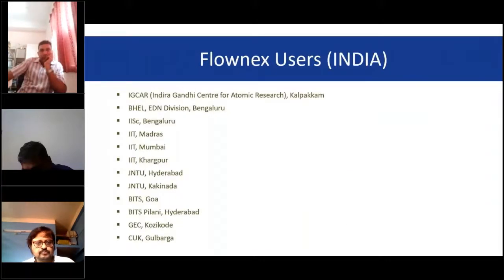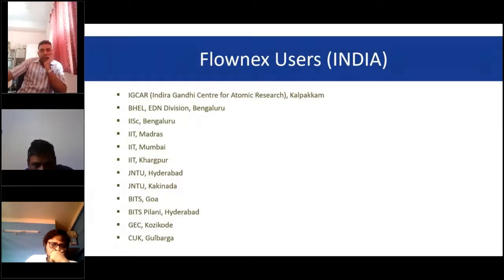So these are the current users of Flownex in India. Flownex is used in IGCAR, Kalpakkam. IGCAR stands for Indira Gandhi Centre for Atomic Research, which is under the DAE, Department of Atomic Energy, India. Then BHEL Bangalore is using it. Then IISc Bangalore is using it extensively for research on a supercritical CO2 cycle, where we are going to develop a digital twin as well as heat exchanger modeling.